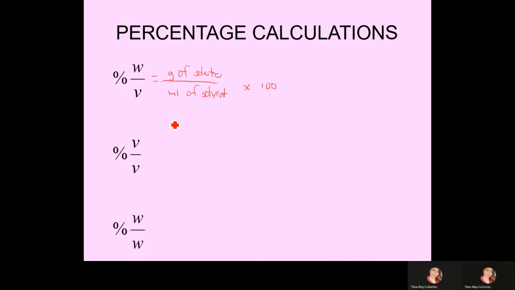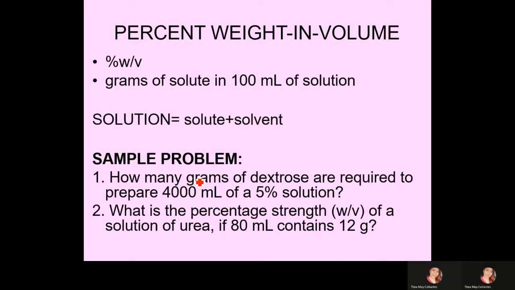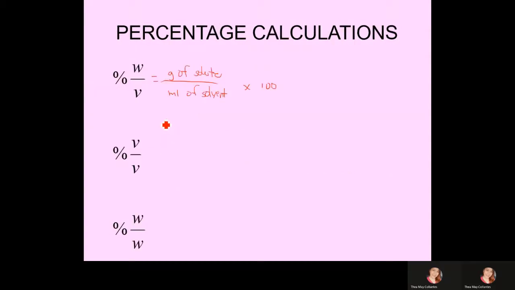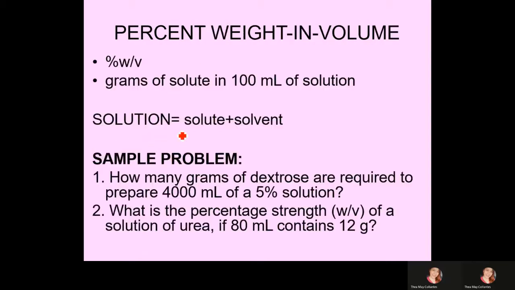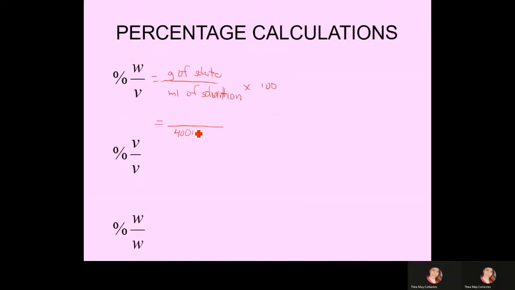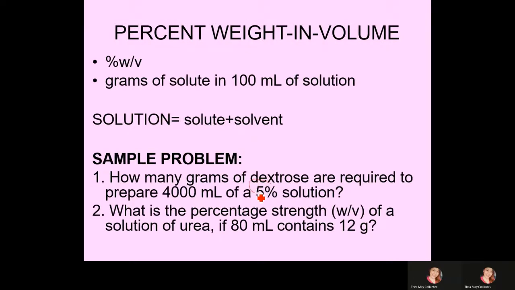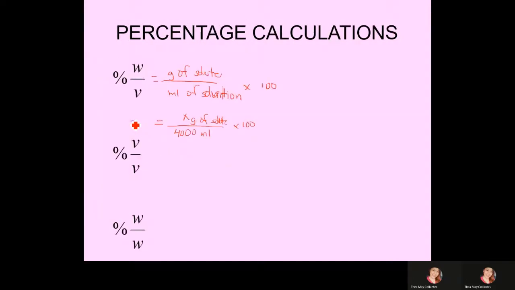That would be it. Whenever we go back to the problem here, how many grams of dextrose are required to prepare 4,000 ml? What we are given was the ml of the solution. Sorry, guys, it's the total amount of the solution. So what we are given was the ml of the solution, which is about 4,000 ml, and what is being asked of you is the grams of your solute, times 100.